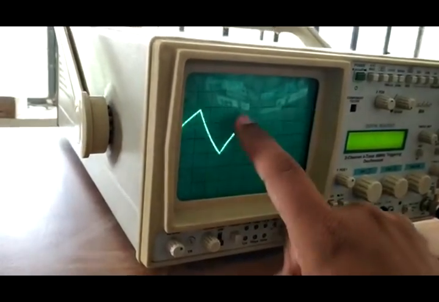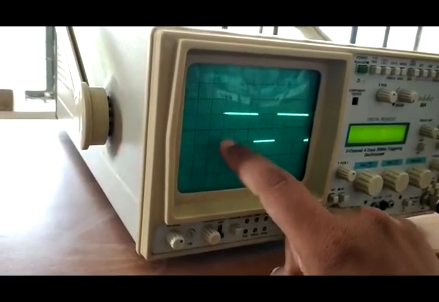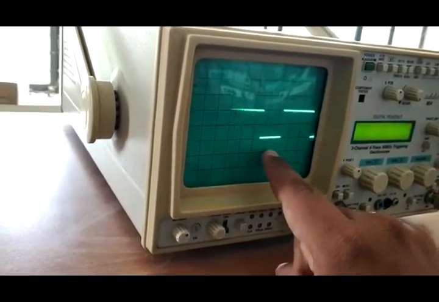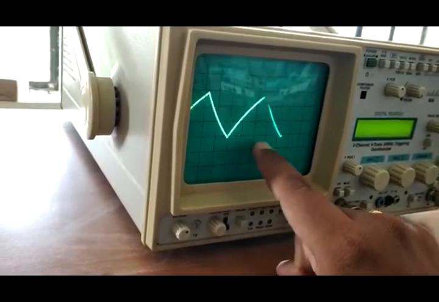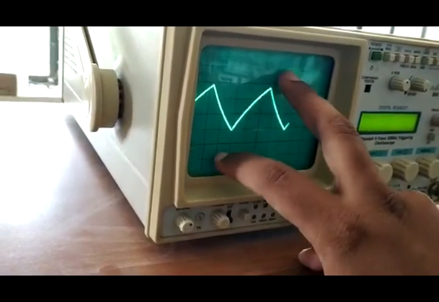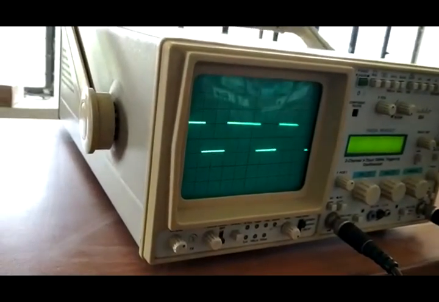We can observe both the things and just note down the voltage and the time period, the total time period, whatever you are getting, and the duty cycle you are getting. That you should note down, and also the voltage across the capacitor. So that is about this experiment.